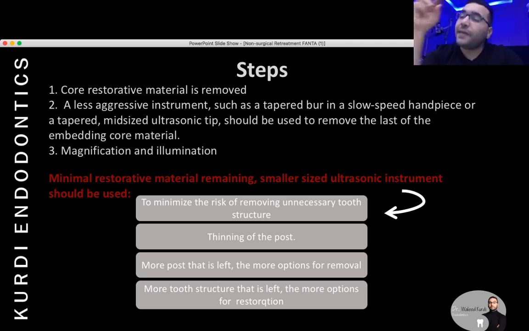So, to be minimally invasive in removing this kind of post and to minimize the risk, do not thin the post, because the more of the post is left, the more the options for removal, and also the more tooth structure is left and saved, the more the options for restoration. So it's not only the contra-angle or the handpiece, you are just removing tooth structure or whatever you remove.